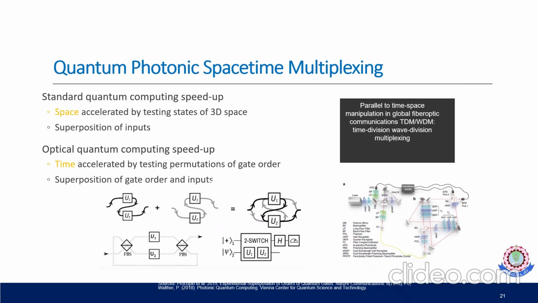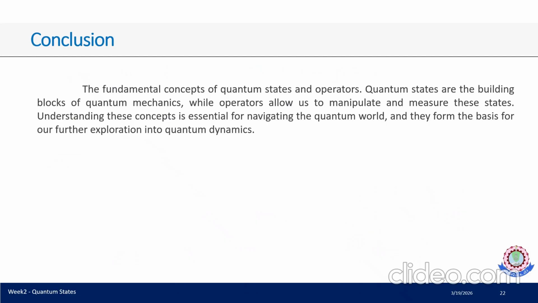So, quantum photonic space-time multiplexing. This is parallel to time-space manipulation in global fiber optic communications, which provides time division and wave division multiplexing. Standard quantum computing speed-up is space-accelerated by testing the states of 3D space superposition of inputs. Optical quantum computing speed-up is time acceleration by testing the permutations of gate order, superpositions of gate order and inputs.